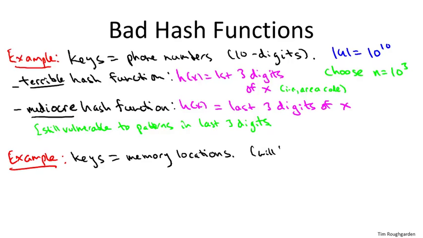And so a bad choice of a hash function would be to take, remember the hash function takes as input a memory location, which is some possibly really big number, and we want to compress it, we want to output a bucket number.